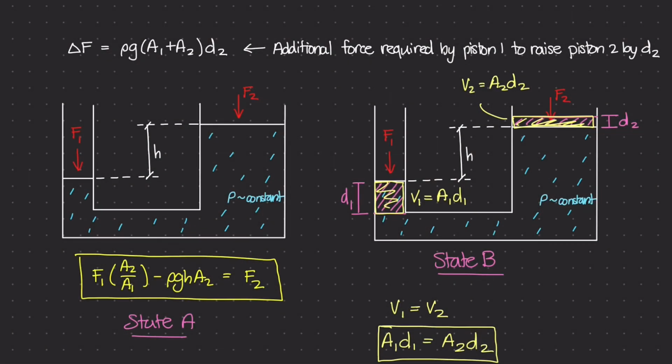Welcome back. This is part 2 of this derivation for this equation, which is delta F, which is the additional force required by F1 or 2F1 to be able to move piston 2 up by a distance of d2.